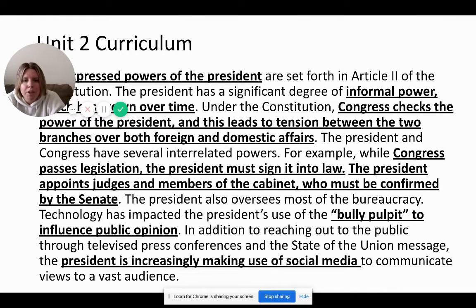In addition to reaching out to the public through televised press conferences and State of the Union message, the president is increasingly making use of social media. So they want us to know, yes, technology is changing the way that presidents communicate, and they're definitely using it. President Trump says Twitter helped to get him elected. So he definitely understands the power of social media for sure, to communicate views to a vast audience.